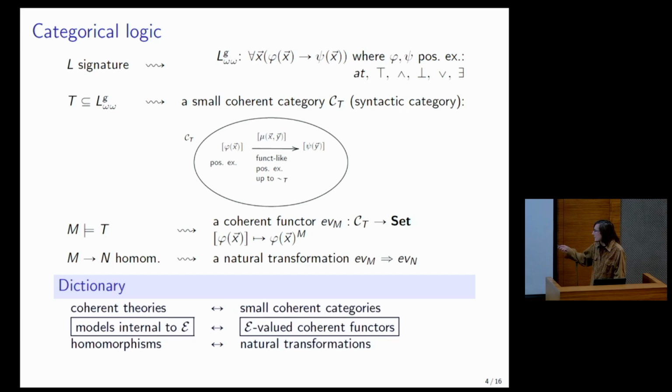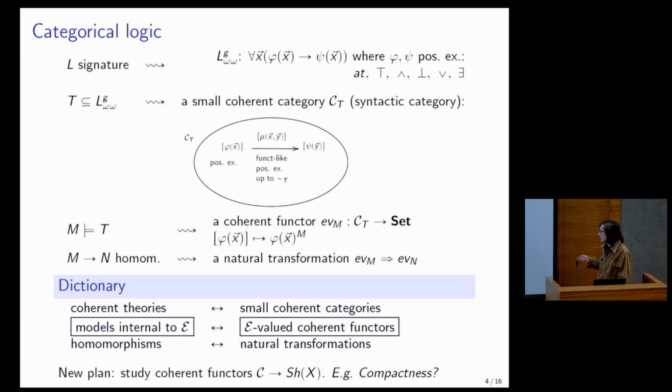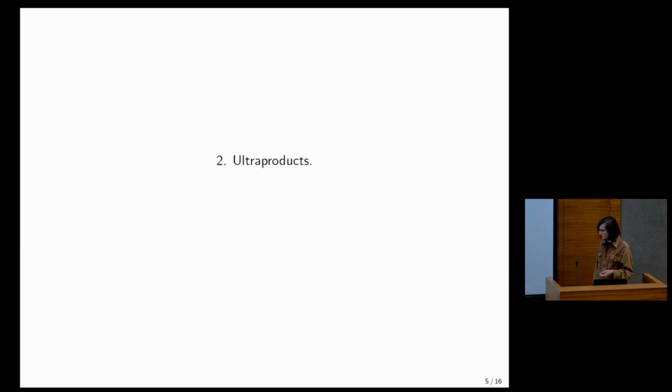And you could even generalize that, as it also makes sense for internal models. Models internally to some category are just the same as E-valued coherent functors. So in particular, if I'm interested in these continuous families of models, then in fact I'm interested in coherent functors from this category of zero definable sets to sheaves on my topological space. And now you can ask, is there, for example, a compactness theorem? And the answer is, it depends on what you mean by the compactness theorem.